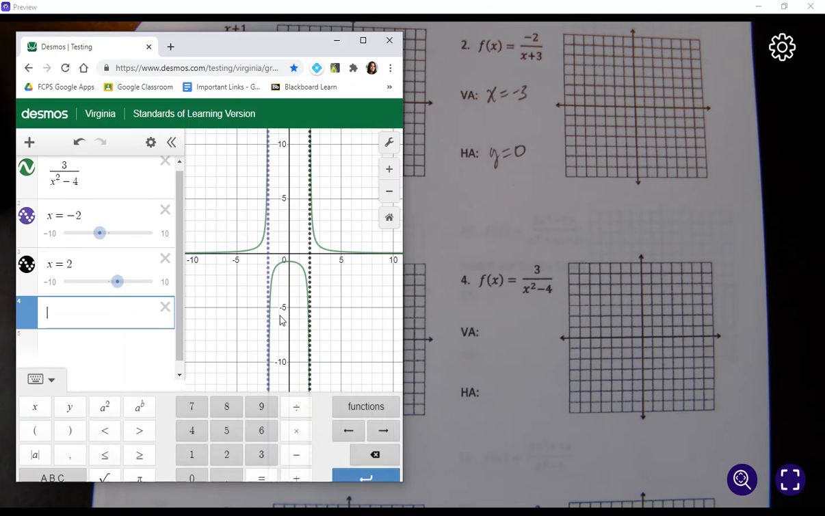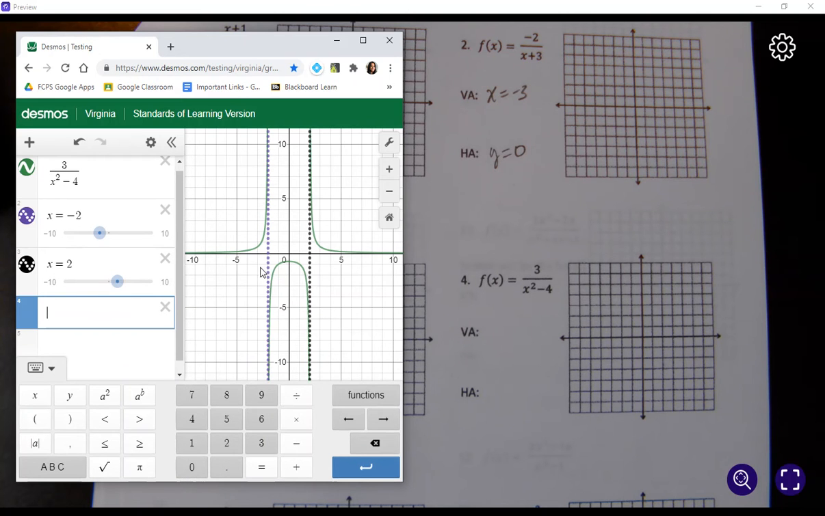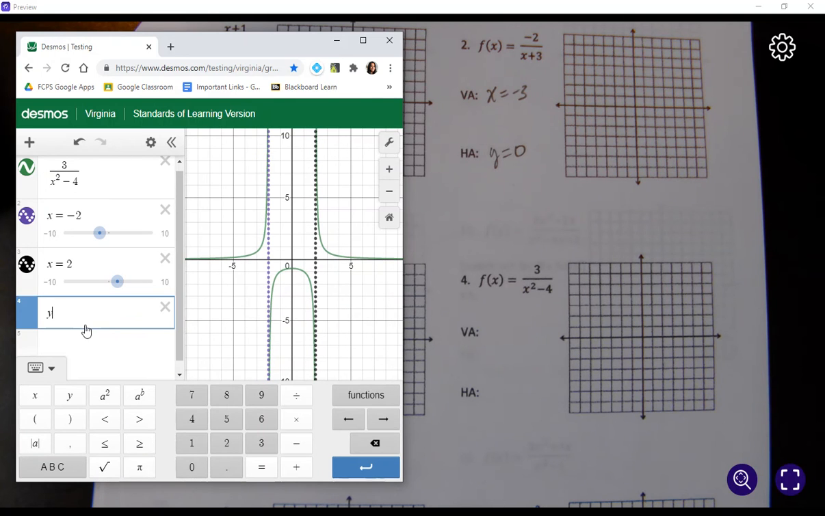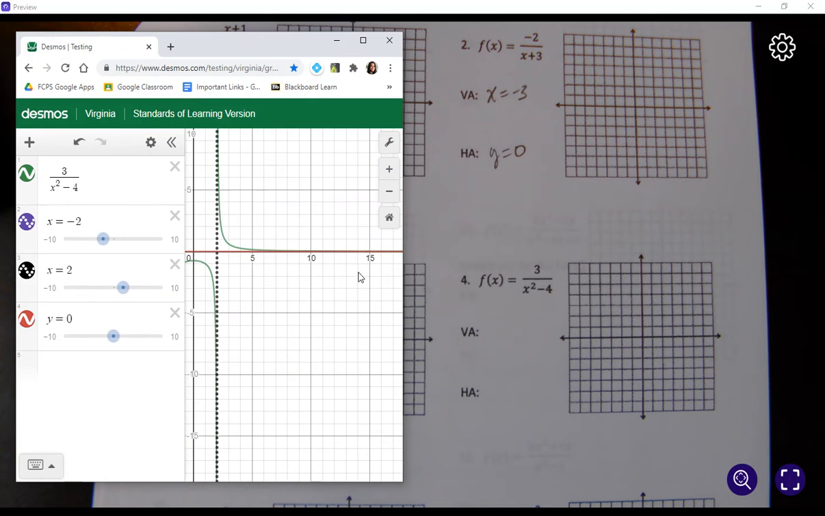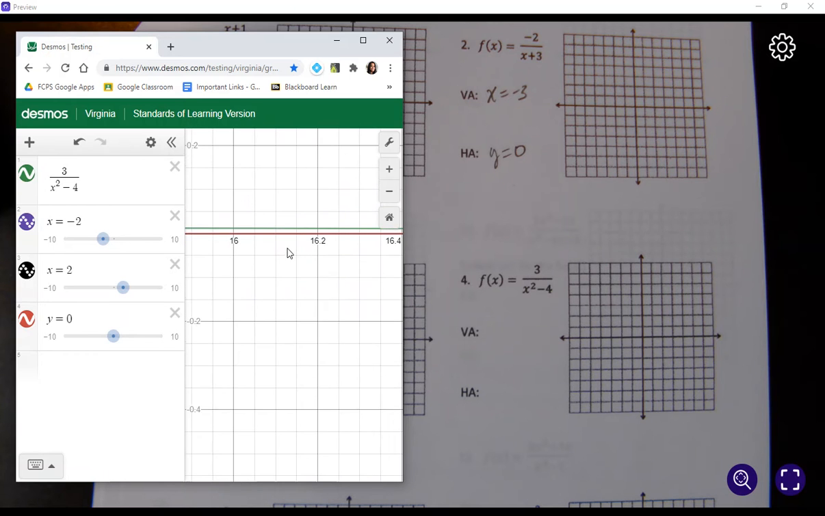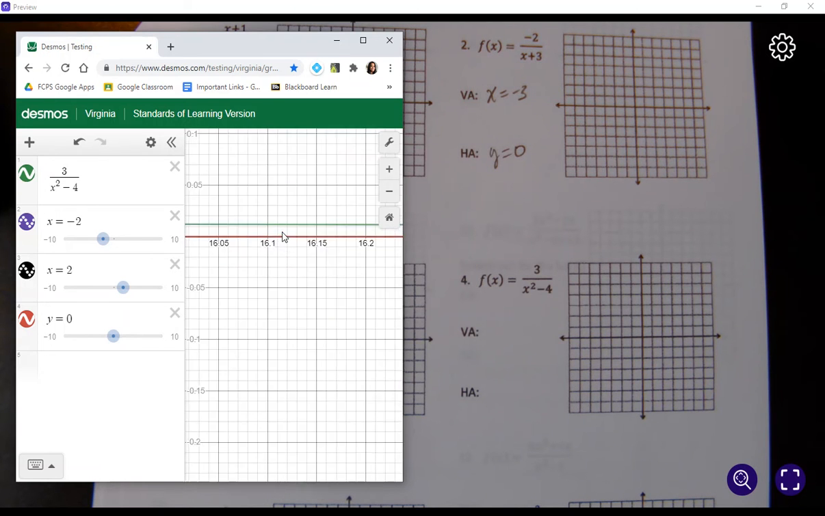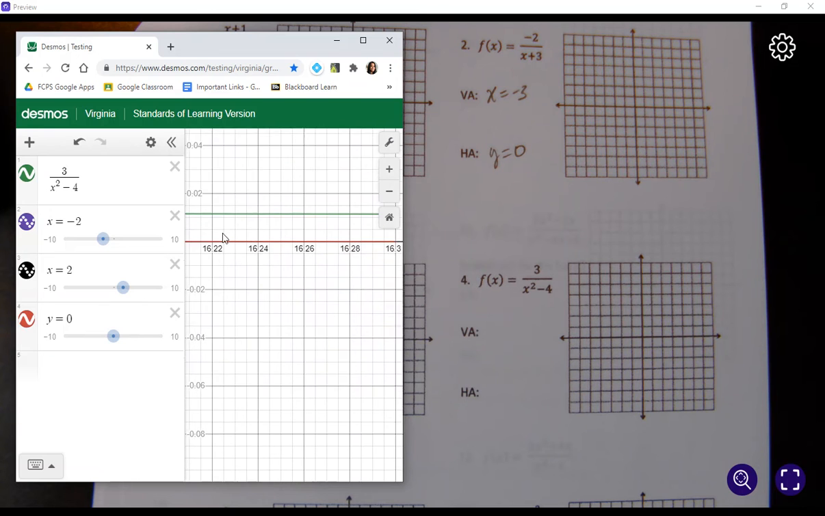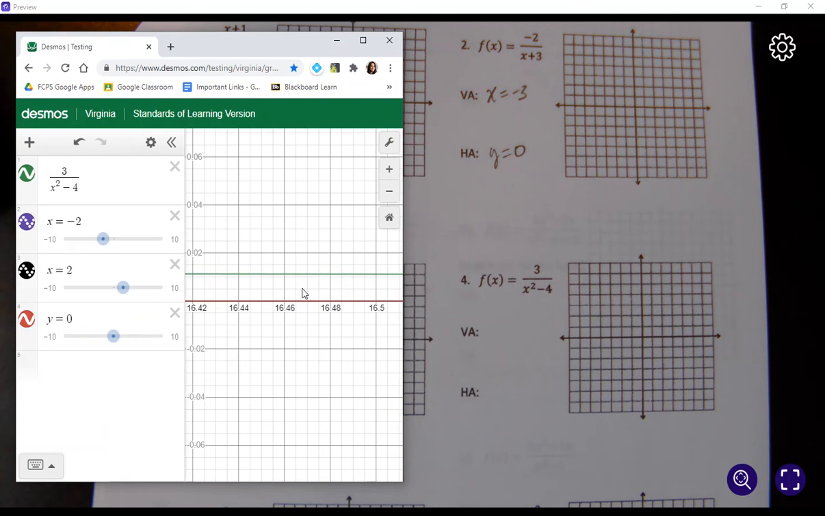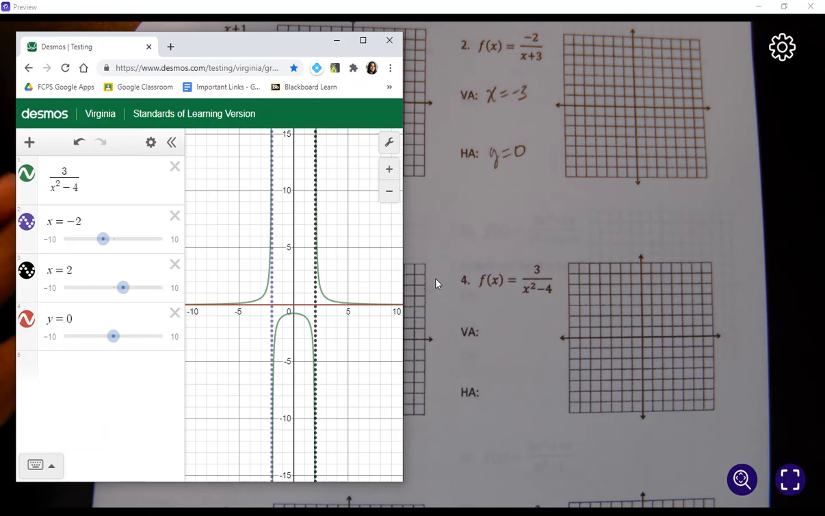Now my horizontal asymptote is, I believe it's just right here. I'm going to say y equals 0. It's that one right there, and you can check. You can see when you zoom in, it looks like it's touching it, but see there's a distance right there. And then the further and further you go, it's still not touching it. Okay, so y equals 0.